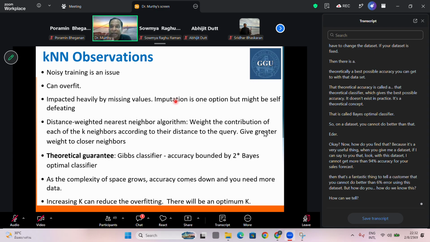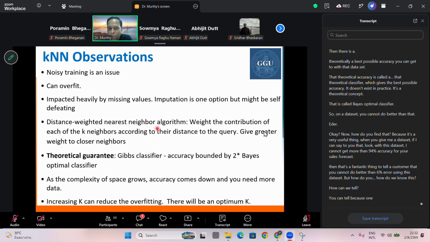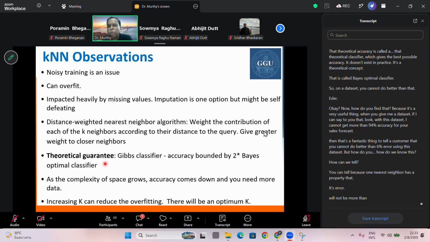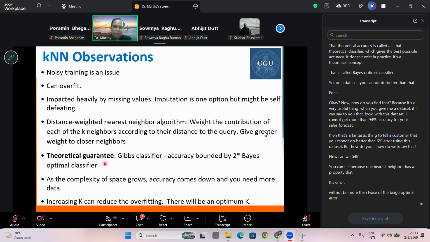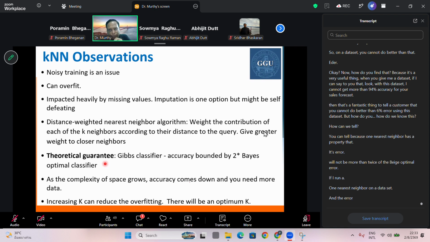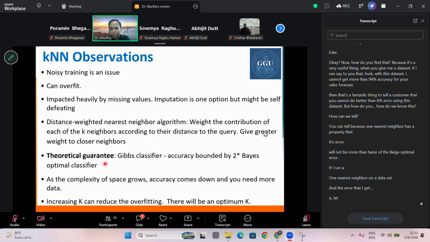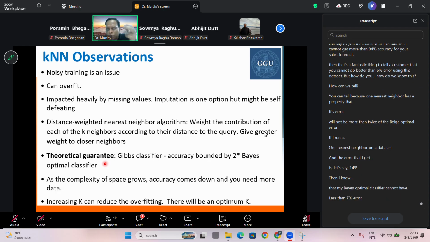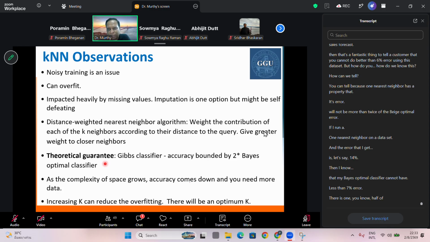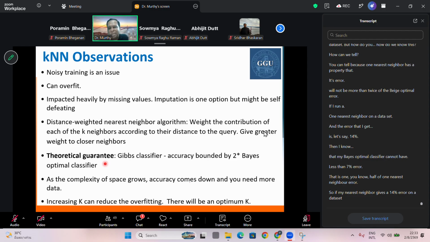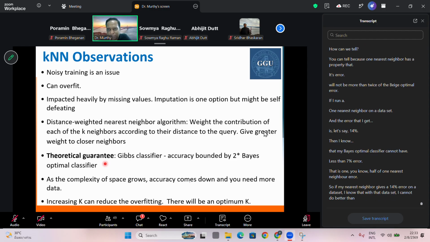How can we tell? You can tell because one nearest neighbor has a property that its error will not be more than twice the Bayes optimal error. So if I run a one nearest neighbor on a data set and the error that I get is, let's say, 14%, then I know that my Bayes optimal classifier cannot have less than 7% error. That is half of one nearest neighbor error. So if my nearest neighbor gives a 14% error on a data set, I know that with that data set, I cannot do better than 7% error.